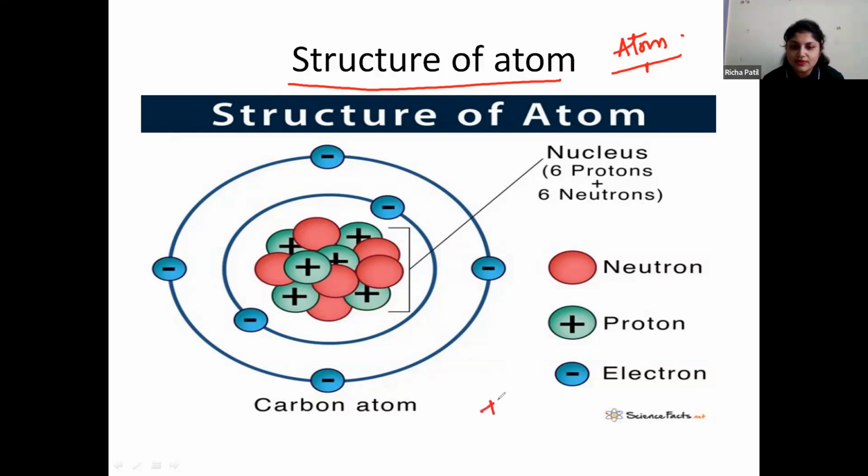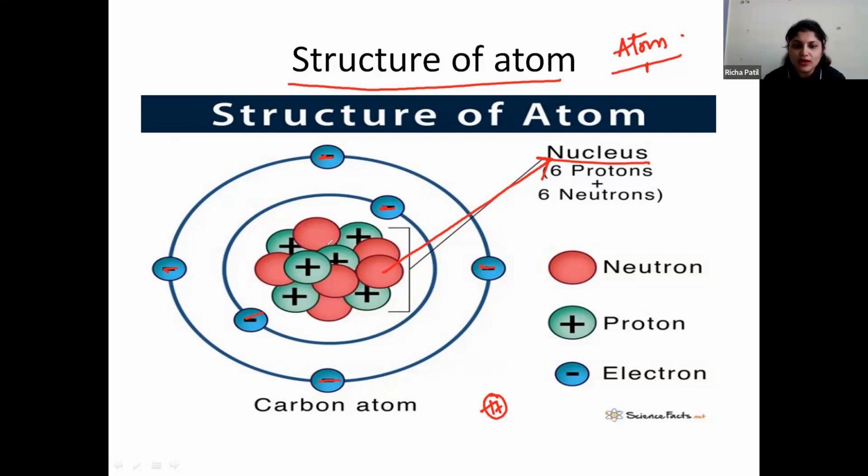I'll draw it here. In the center of an atom there is a nucleus. You can see here, this is the nucleus present in the center of the atom, and this nucleus is surrounded by shells. In these shells there are electrons. You can see the minus sign, right? These are your electrons, and they are present in different orbits.